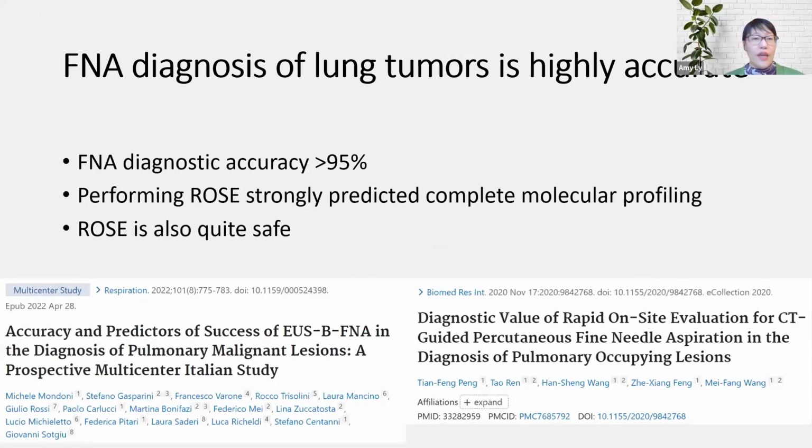So how good are we at this? Well, we're pretty good. This multi-center Italian study found that FNA was more than 95% accurate for lung tumor diagnosis. And furthermore, performing ROSE for pulmonary lesions is safe. You may think it adds a little bit of table time and possibly risk of pneumothorax while you're waiting, but this study found that it was pretty safe. And they did not find ROSE to be associated with increased complication rates.